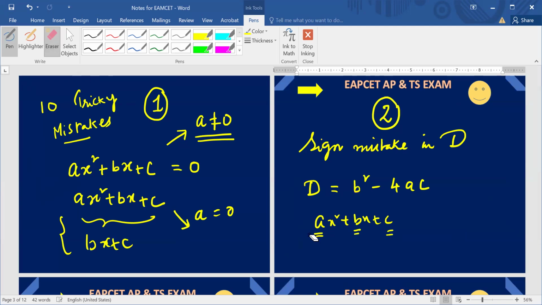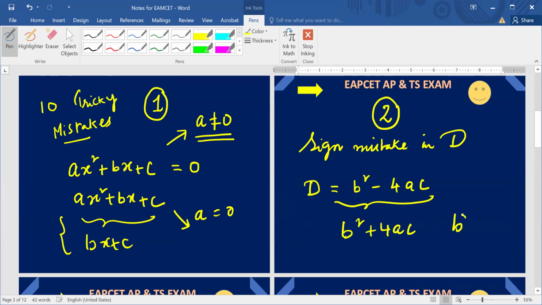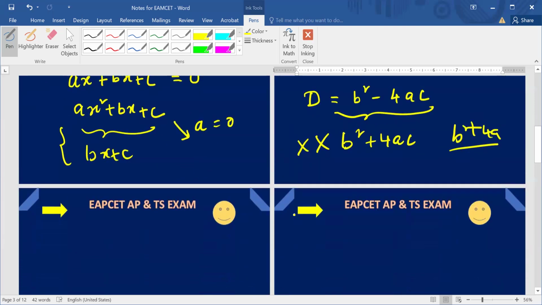This is very crucial to understand. But often we make a mistake: instead of writing b square minus 4ac, we write b square plus 4ac, or simply b plus 4ac, which will end up in wrong results. So this is the second mistake.